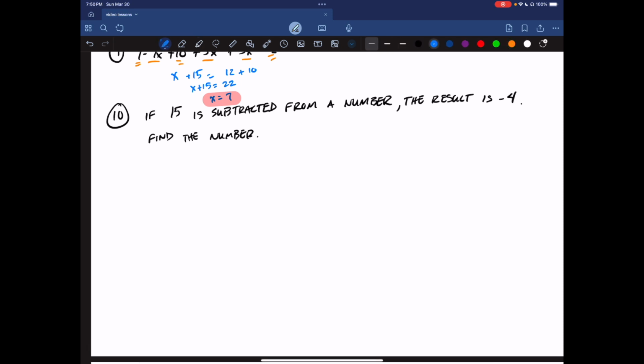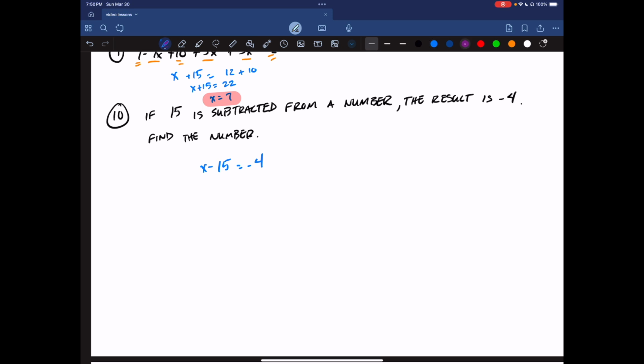All right, last problem here. If 15 is subtracted from a number, notice this is subtracted from a number, so it's going to be x minus 15. That number could have been anything. It didn't have to be x, but it could have been. You could pick any letter of the alphabet. I'm picking x. If 15 is subtracted from a number, the result is -4. So it equals -4. And then it says find the number. If it didn't say find the number, you could potentially leave it, but it says find the number, so we've got to solve for it.